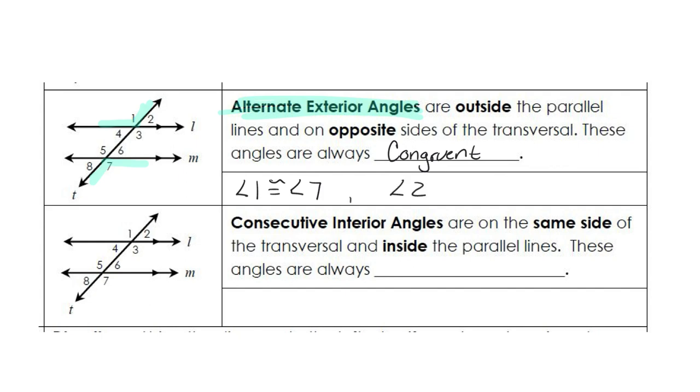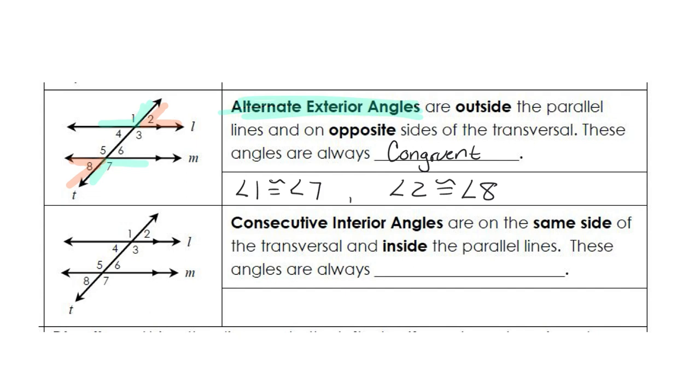Also, angle 2 is congruent to angle 8. So angle 2 is the same measurement as angle 8. They are on alternate sides. They're on the exterior of the lines. So alternate exterior angles are congruent.